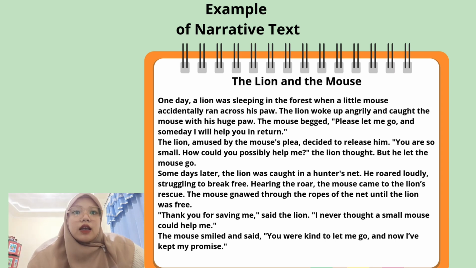Some days later, the lion was caught in the hunter's net. He roared loudly, struggling to break free. Hearing the roar, the mouse came to the lion's rescue. The mouse gnawed through the ropes of the net until the lion was free. "Thank you for saving me," said the lion. "I never thought a small mouse could help me." The mouse smiled and said, "You were kind to let me go, and now I have kept my promise."